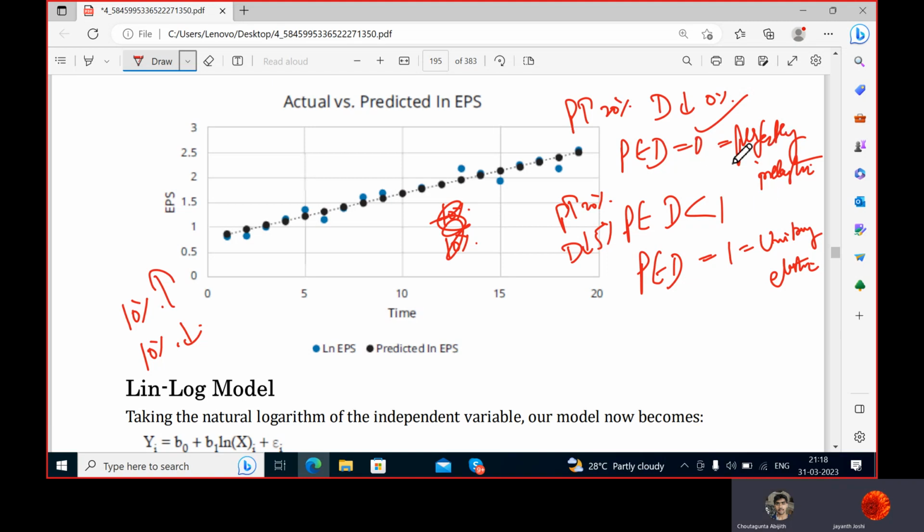So this is perfectly inelastic. This is just inelastic. Here the price increased by 20%, demand decreased by nothing. Price increased by 20%, demand decreased by just 5%. Price increased by 20%, demand decreased by 20%. Price elasticity of demand more than 1. It will be elastic.